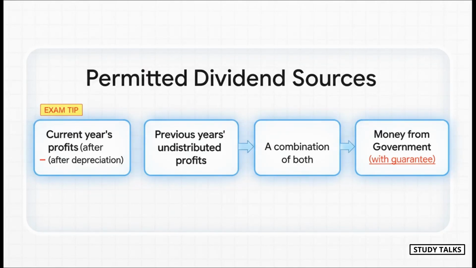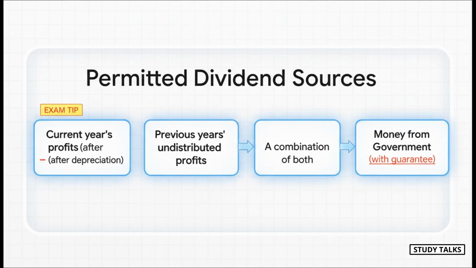So, where can this profit money come from? The law is super specific and gives us exactly 4 options. Number 1, profits from the current financial year. 2, all those accumulated undistributed profits from past years. 3, a mix of both 1 and 2. Or 4, and this is pretty rare, money that the government provides specifically for a dividend guarantee.